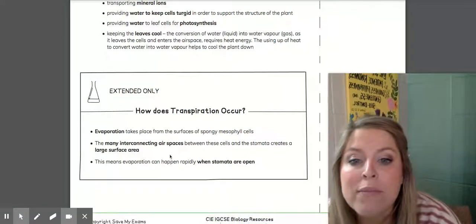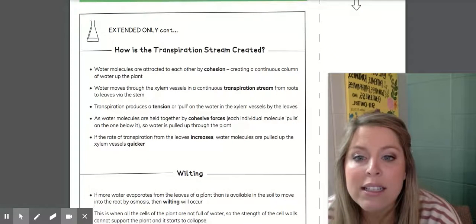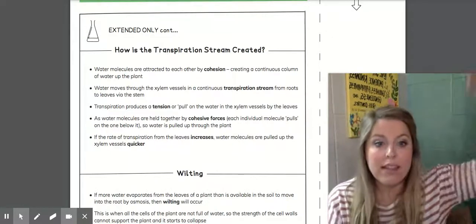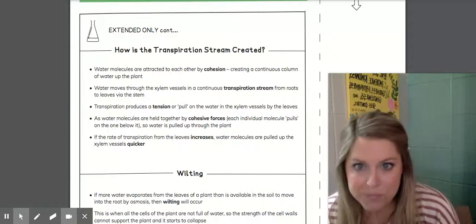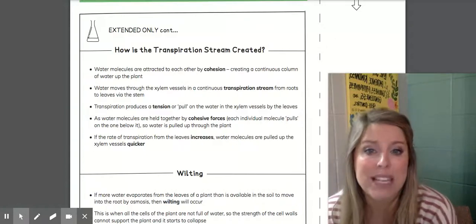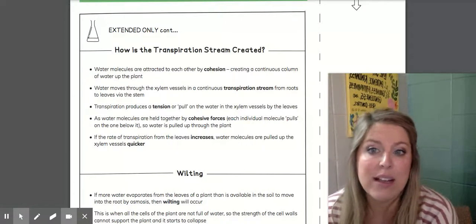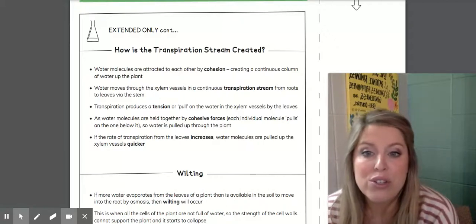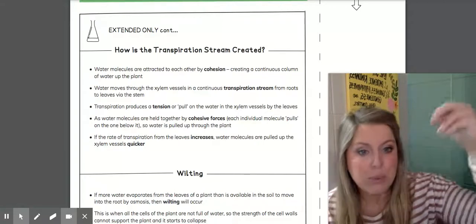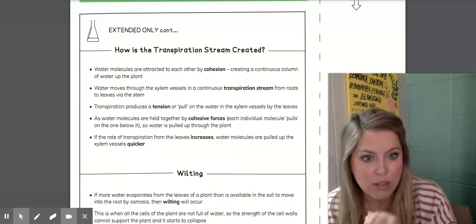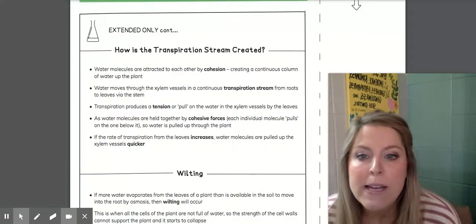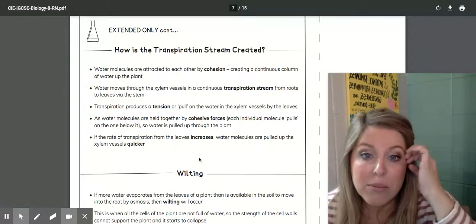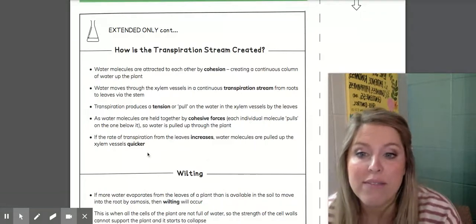All right. And let's think about we've talked about the stream, it's literally like a straw pulling the water up through the plant. We can use the term cohesion, which is creating that continuous column of water up a plant. Then again, that's called the transpiration stream. It creates a tension, almost like a pull. So that's why I say literally think about you pulling your drink up through a straw. And then the rate of transpiration from the leaves increases. Water molecules are pulled up through the xylem vessels quicker.